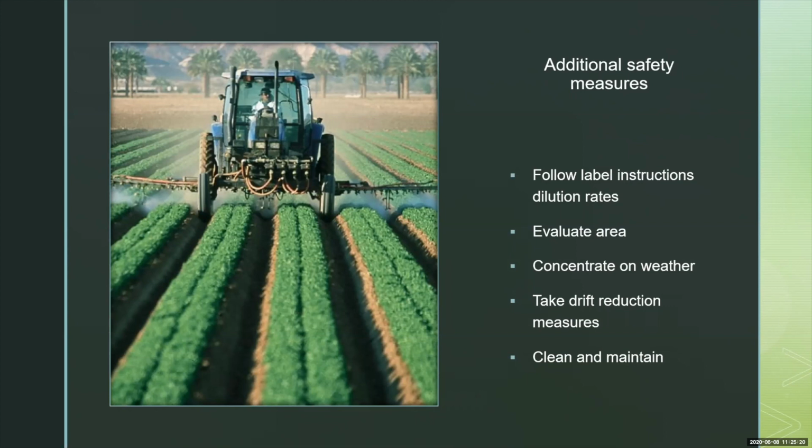They need to evaluate the area where they will apply the pesticide, concentrate on the weather, and take drift reduction measures into effect. There are a lot of things that they could do to make sure that that pesticide stays on the site and doesn't drift to other areas. And also to make sure that their equipment is clean and that they maintain it properly so it works correctly.